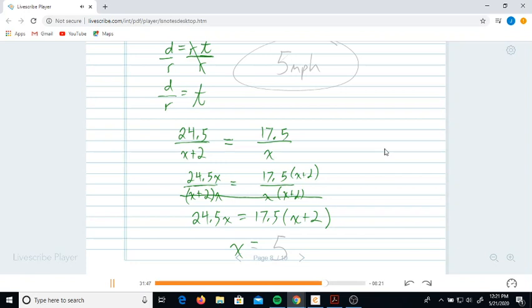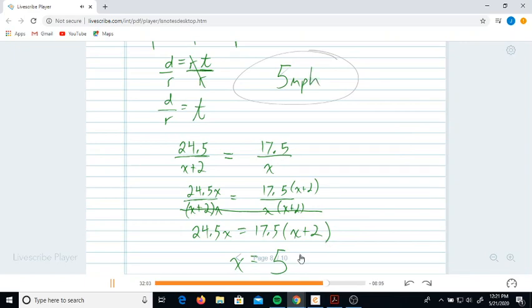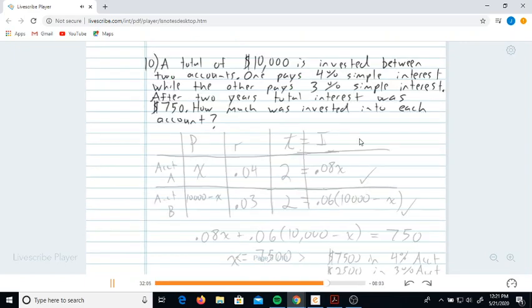So I trust you can take it over from there. We solve that real quick. That's 17.5 times 2. And we get 5. And that represents Jim's speed. So that's 5 miles per hour.